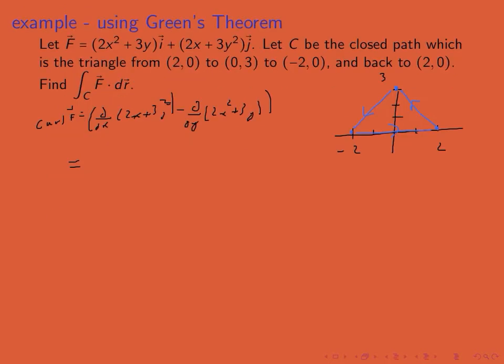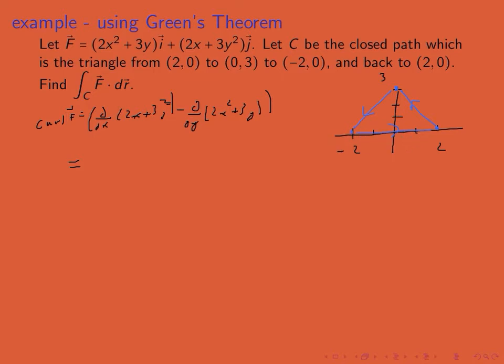Here's an example. We'd like to evaluate the line integral of the vector field f dot dr, where this is the vector field, and C is the closed path which goes around the triangle from (2, 0) to (0, 3) to (-2, 0) and back to (2, 0). So we've done examples like this before, and you'll remember that what we needed to do was to parameterize every one of these paths and to evaluate 3 line integrals using the parameterization of the paths. So you're going to see in just a second that Green's theorem provides a much easier way to do this.